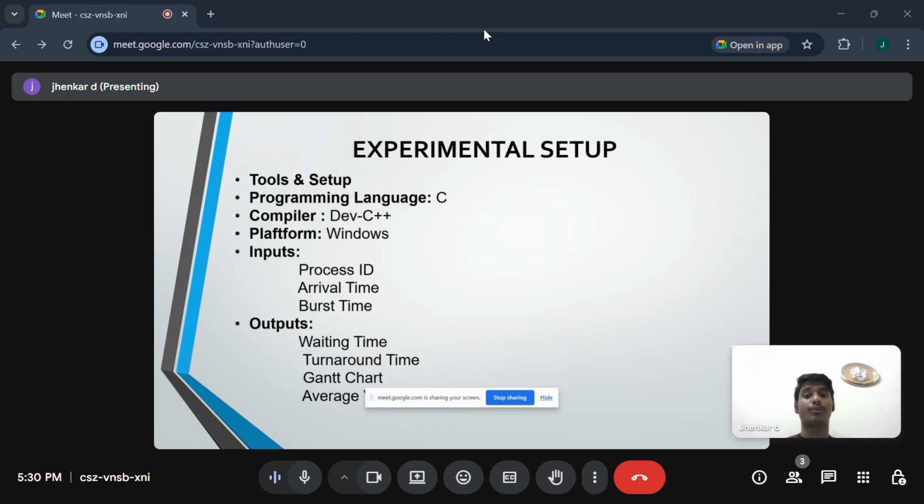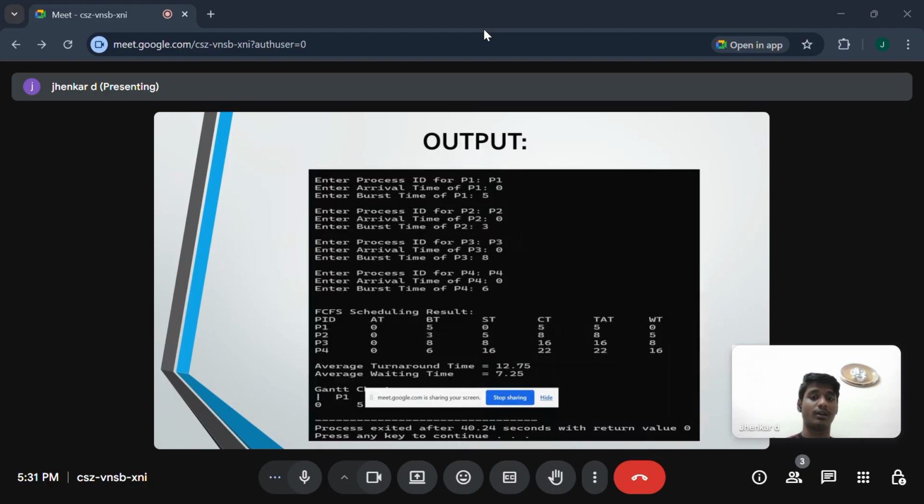For the experimental setup, the programming language used is C. I used Dev C++ as the compiler, and the platform is Windows. Inputs provided to the simulator were process ID, arrival time, and burst time. Outputs generated were waiting time, turnaround time, Gantt chart, and average computed values. This setup allowed us to test different datasets effectively. And we can go to the output.